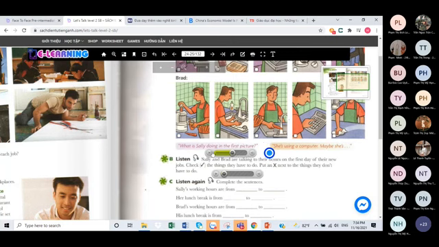Listen again. Will I have to wash the vegetables first? No, all the fruit and vegetables are washed before they come to us. Yeah, all the fruit and vegetables are washed before they come to us. Right. So number 3, no.